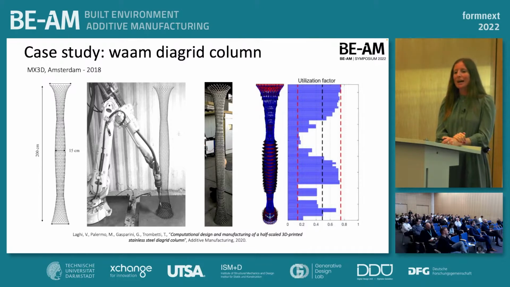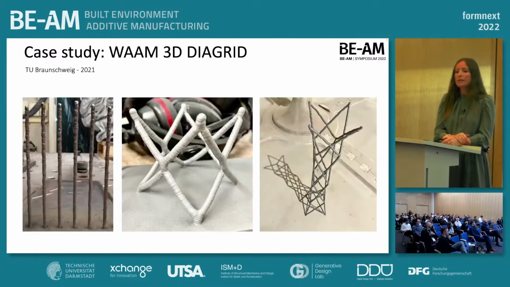Anyway, this is a half-scaled column. It's 2 meters high and 25 centimeters in diameter. It was really the first proof of concept of a diagrid element that could be printed and could have a very good utilization factor while having a reduction in the material used, so a reduction in weight. The further case studies were developed at TU Braunschweig within the TRR 277 project.